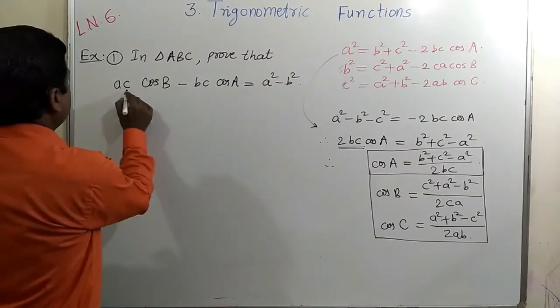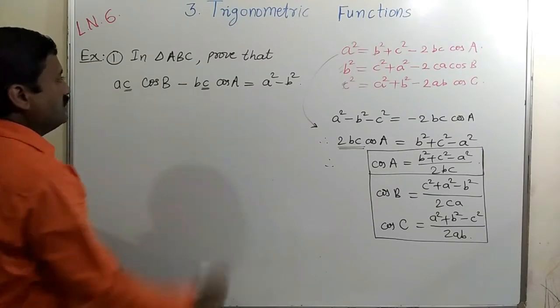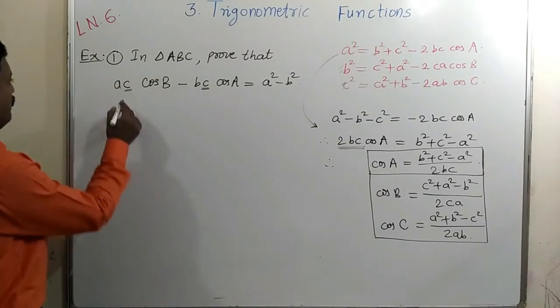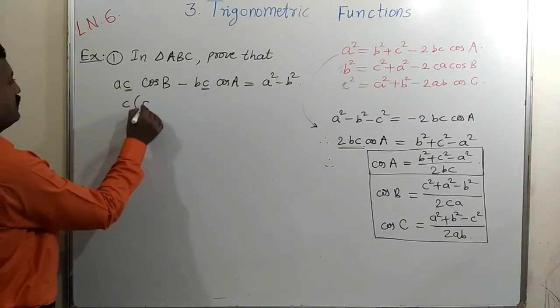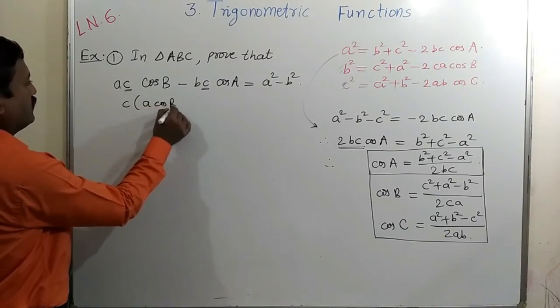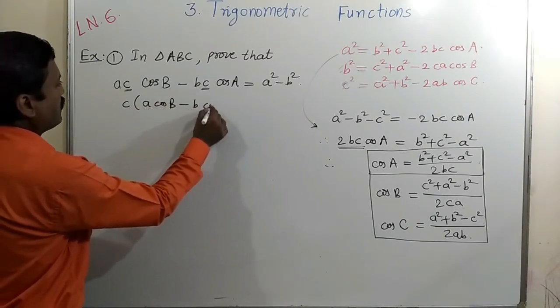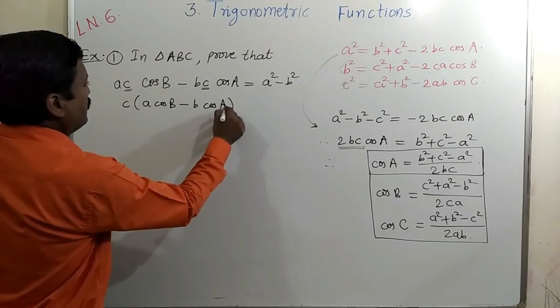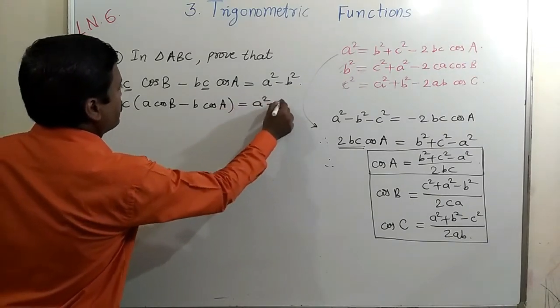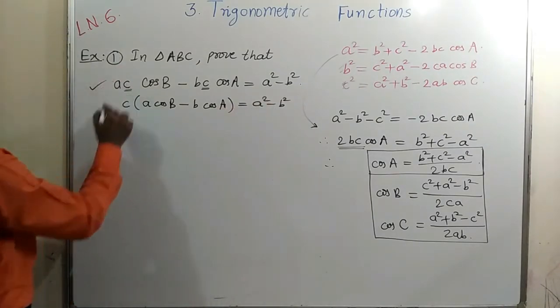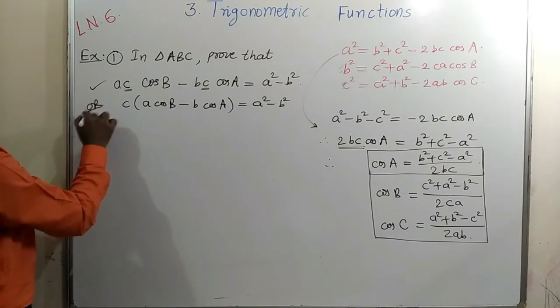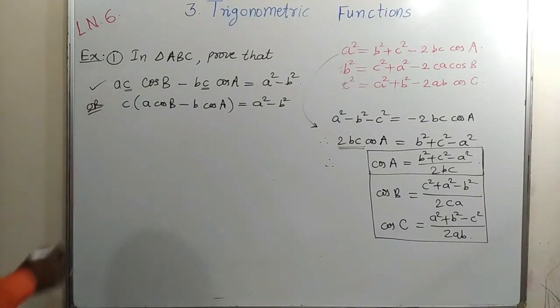If you observe the left hand side, then this C is common here. Sometimes this left hand side may be given as C in bracket, A cos B minus B cos A, and the RHS will be the same, A square minus B square. So this or this may be asked. Let us try to prove this.